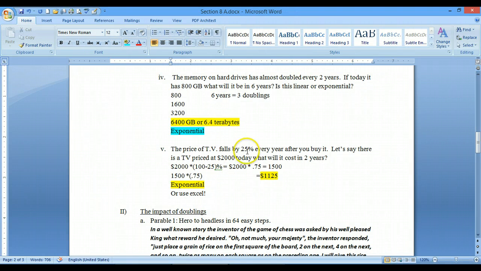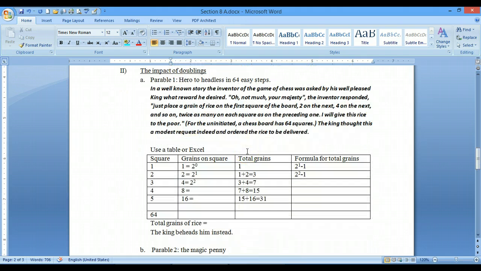Okay, Roman numeral 2, the impact of doublings. Parable 1. Let's suppose we have a hero to headless in 64 easy steps. In a well-known story, the inventor of the game of chess was asked by his well-pleased king what reward he desired. "Oh, not much, your majesty," the inventor responded.